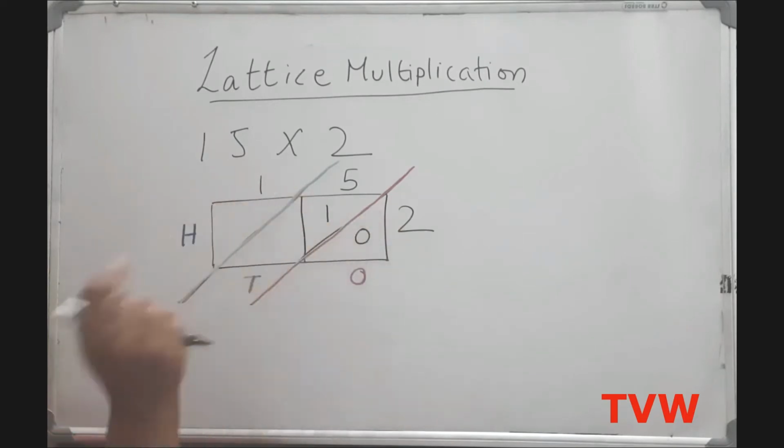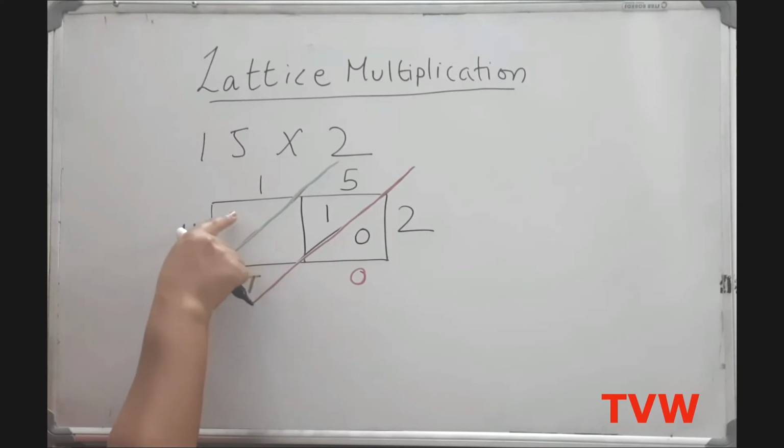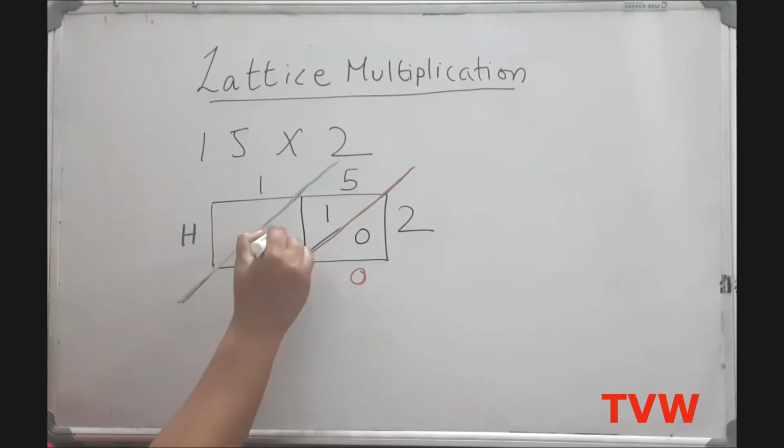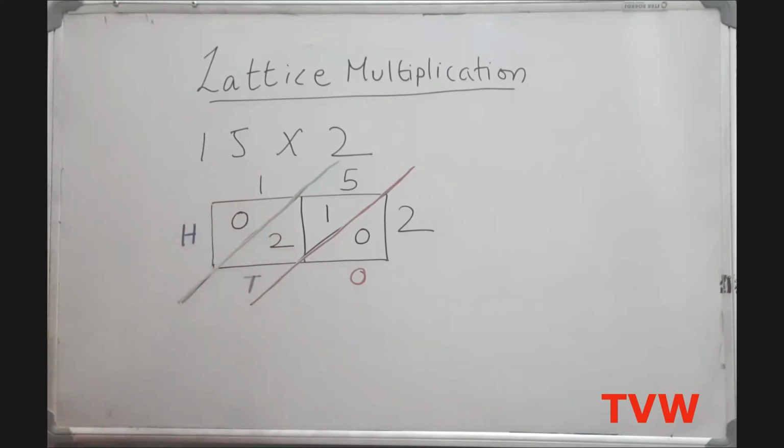1 into 2 is 2. So remember how I told you, you should imagine that this is the ones place and this is the tens place. So you will write 2 and nothing goes in the tens place, so you can put a 0 there.